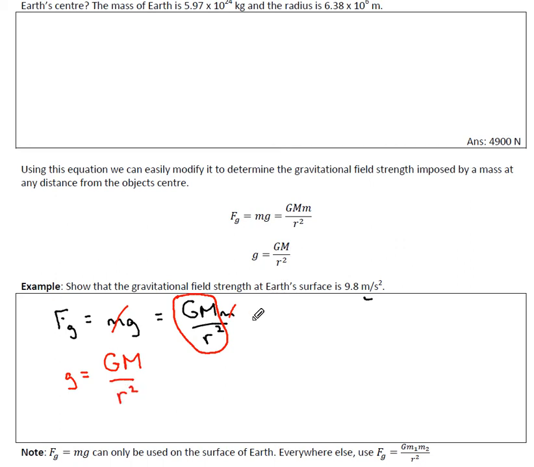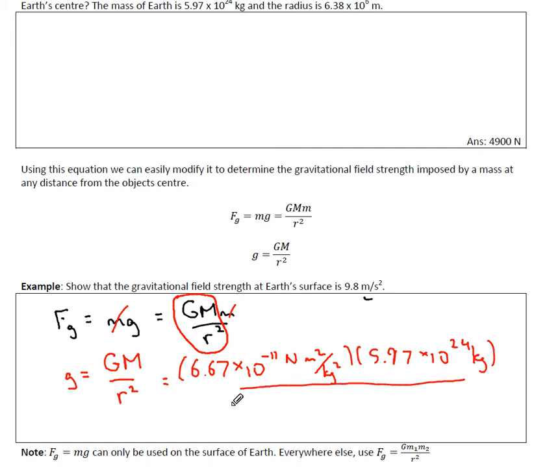So we plug in our values. 6.67 multiplied by 10 to the negative 11 newton meter squared per kilogram squared. Mass of Earth, once again, 5.97 multiplied by 10 to the 24 kilograms. And our radius of Earth, 6.38 multiplied by 10 to the 6 meters, and we square it. Plugged all in, and we end up with 9.8 meters per second squared.